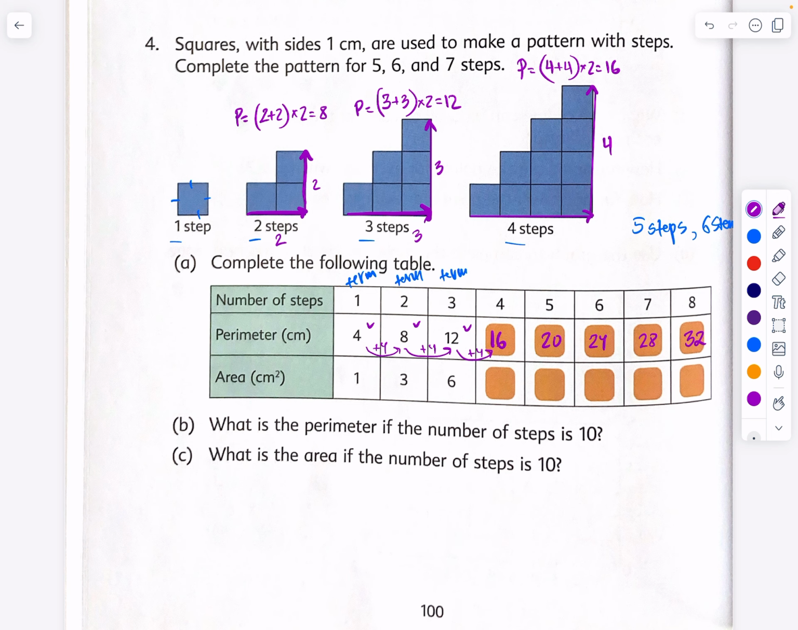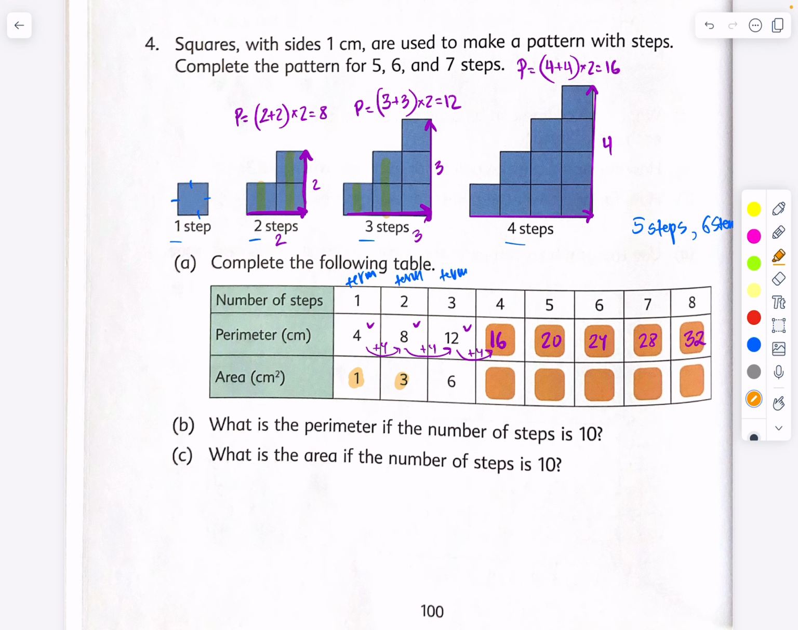Now, let's consider the area. So I showed you how we quickly calculate perimeter. Now, I want you to see how we can equally fast calculate the area. So 1 step is easy, right? We have 1 step. 1 step, it's clear. Now, notice what happens. It is 1 plus 2. So we get 3.